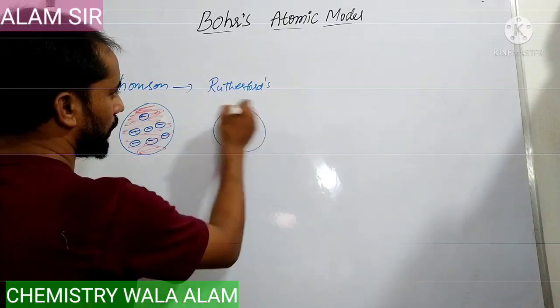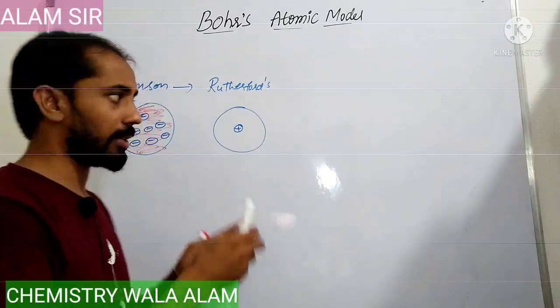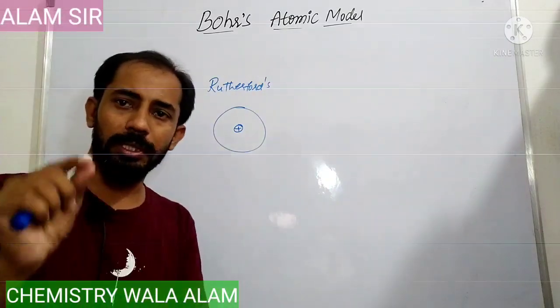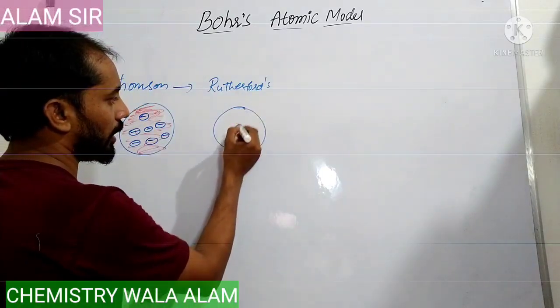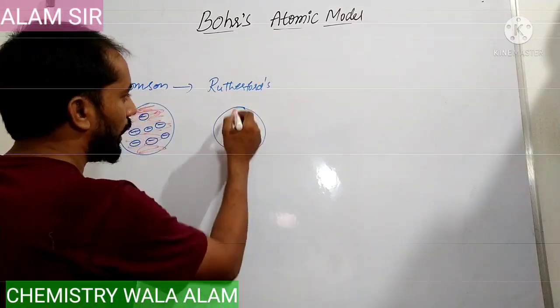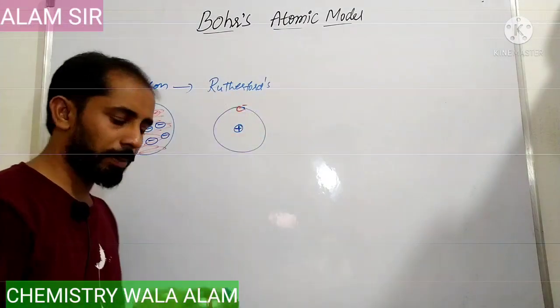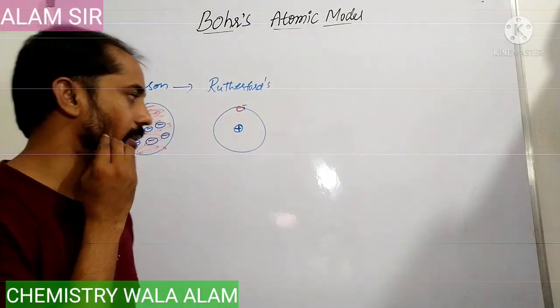In the Rutherford atomic model, Rutherford said that mass is not distributed throughout the atom. The positively charged, denser particle is present at the center of the atom, called the nucleus, and electrons are revolving around the nucleus in a particular circular path called an orbit. However, it also has some drawbacks.